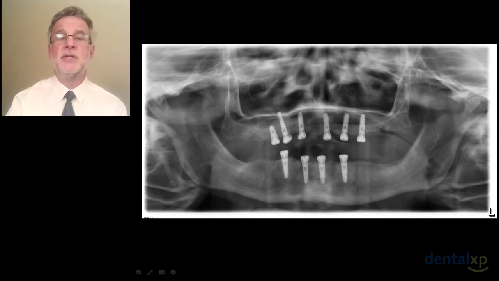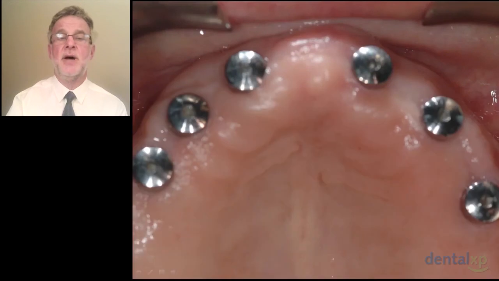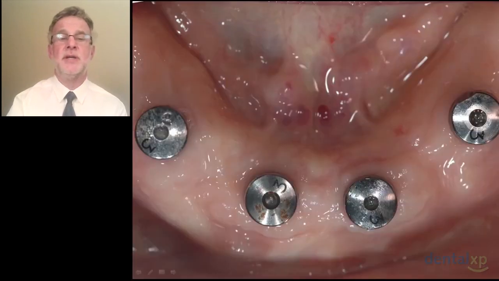So here you can see we placed 6 implants in the top, 4 in the bottom. We can see this is a 1-stage surgical protocol. This is after a period of several weeks of healing in the maxilla. Here's the mandible. Again, these are the Mistral implants with the 3mm healing collars.